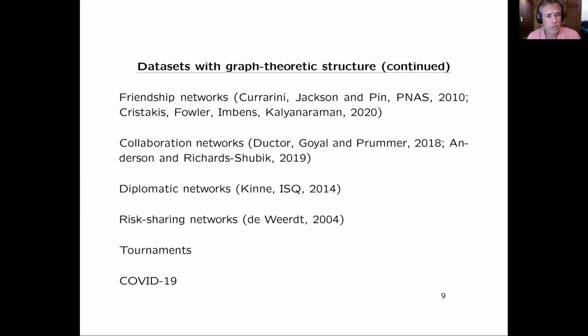Another area of network data is collaboration networks, and this is something you can get via bibliographic records, so you can see which musicians record with other musicians, which scientists write with other scientists. And so with bibliographic data, you can construct a graph of relationships. And this has been done in many cases.